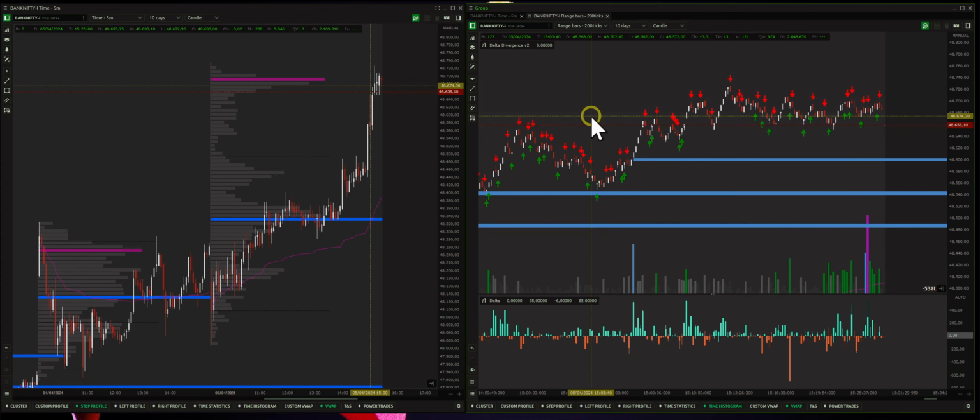Hopefully this video was of some help. We will surely have one more video, a follow-up video, where we'll go into the footprint part as well and more into the range bars with footprint enabled.